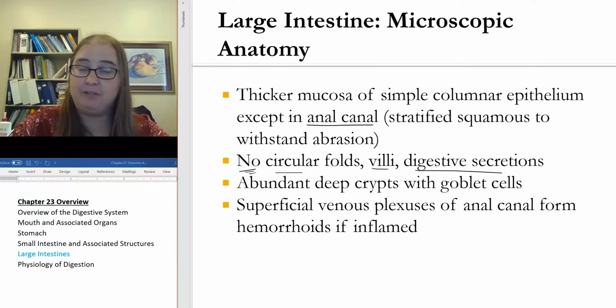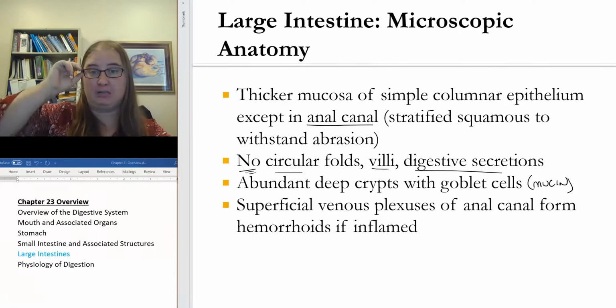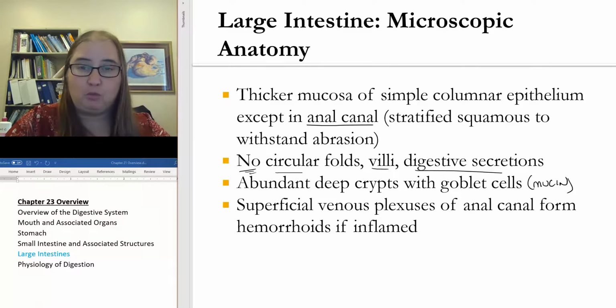It does have a lot of deep crypts with goblet cells, and these goblet cells are going to produce mucin. So the large intestine produces a lot of mucus, and that's going to help move the undigestible food stuff through the large intestines.